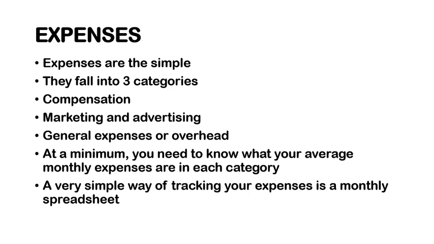Expenses. We're going to look at expenses. Expenses are very simple also. They fall in three major categories: compensation, marketing and advertising, and general expense and overhead. Those are going to be your areas, and you should track each one of those separately, especially the marketing and advertising. We're going to get into that a little later, but that's what your expenses are going to be made up of. And again, you need to know that on a monthly basis.